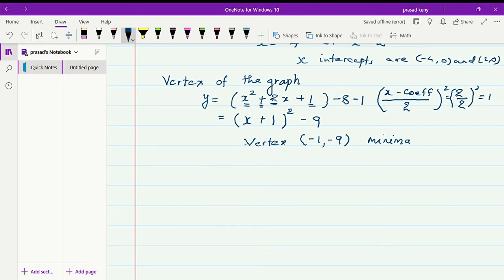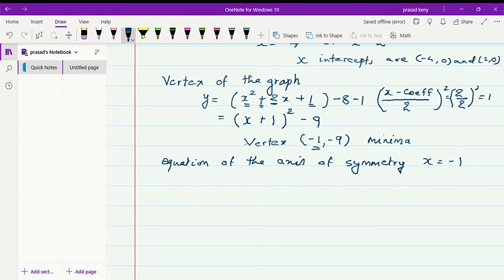And the equation of the axis of symmetry will be, now the coordinates of the vertex are negative 1, negative 9. The x coordinate is negative 1. So the axis of symmetry will be x is equal to negative 1.